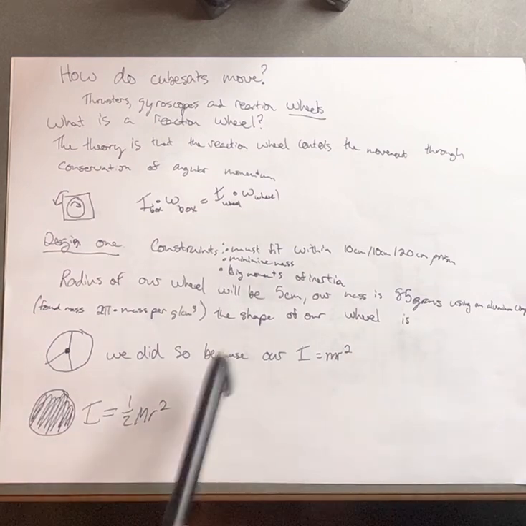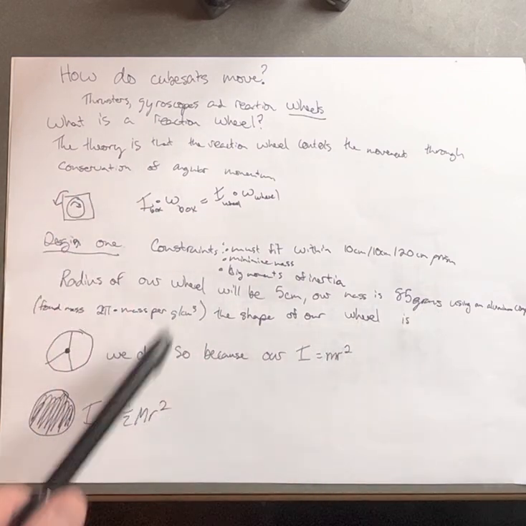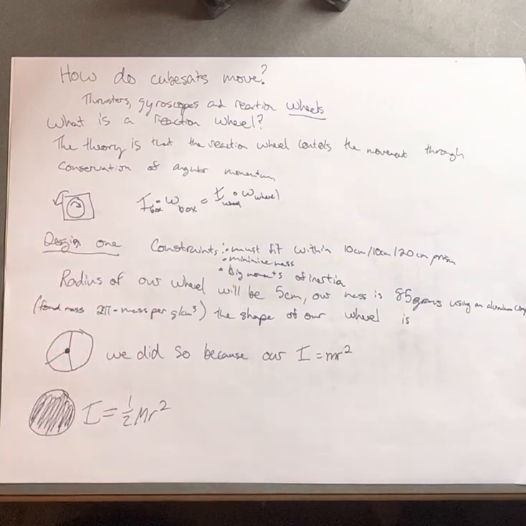We have some constraints. It must fit within our cube, our rectangular prism. We're going to try and minimize the mass, right? Because we're sending something to space, we want it to be light. And we must have big moments of inertia. The radius of our wheel will be 5 centimeters. Our mass, 85 kilograms. We're going to use an aluminum composite. This is most commonly used in spacecraft. It's strong, it's cheap, it's light.